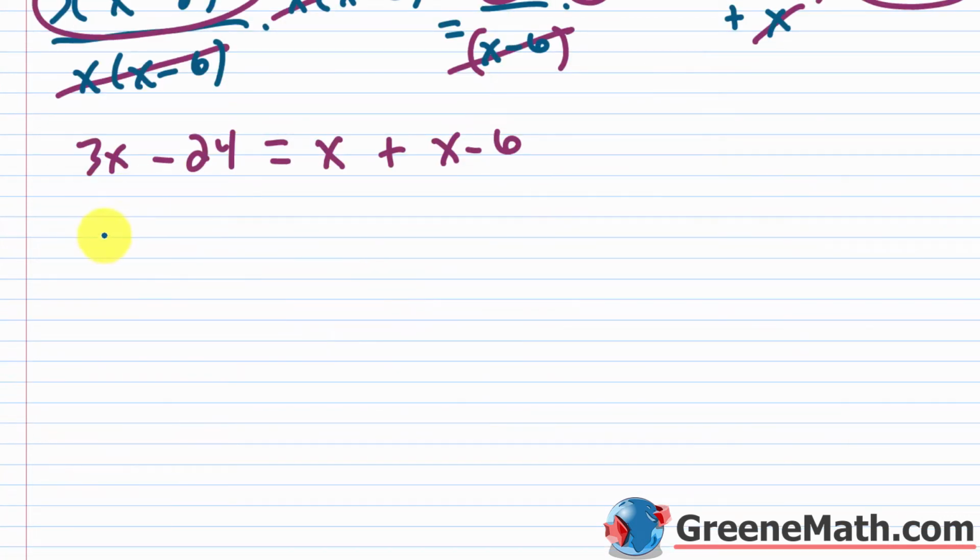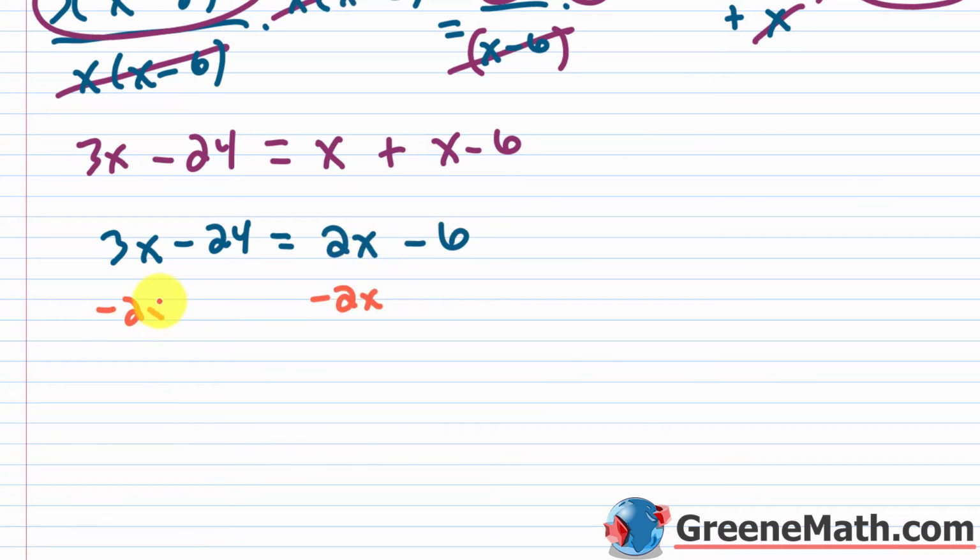Now to simplify, let's write 3x minus 24 is equal to x plus x is 2x, then minus 6. What I'll do is subtract 2x away from each side. Let's cancel that. And let's add 24 to both sides. Let's cancel that. So 3x minus 2x is x. That's equal to negative 6 plus 24. That's going to be 18. So x equals 18. That's our answer.